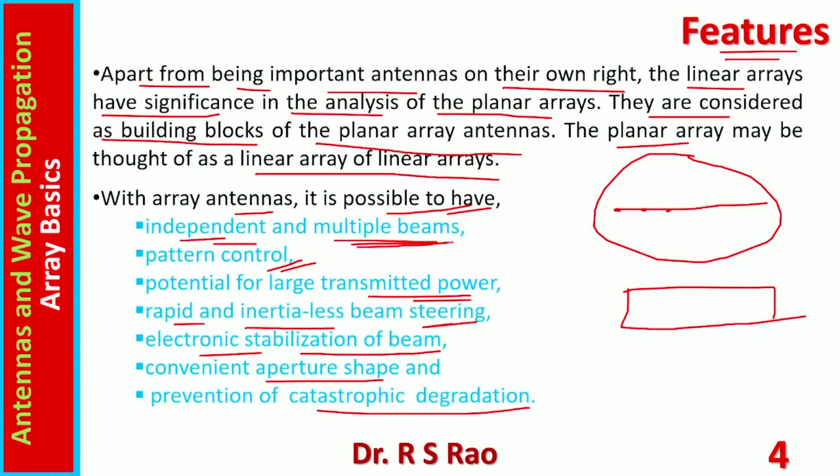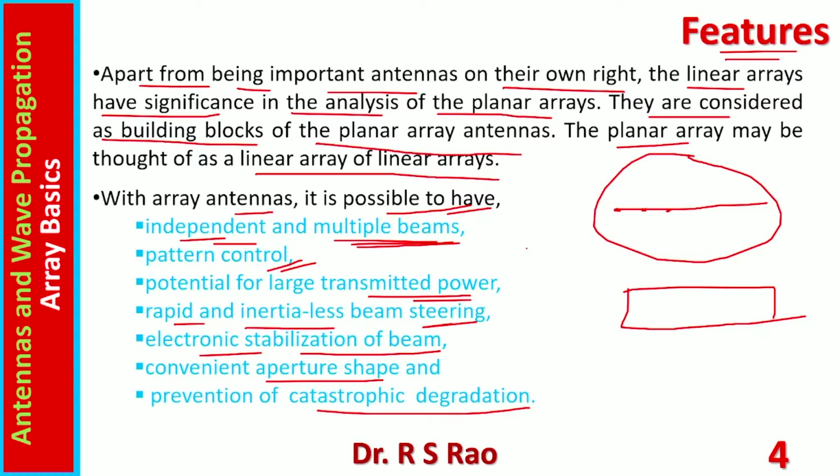Independent and multiple beams. One can have more than one independent beam from a single array. Each one of these beams can be operated independent of all other beams. In effect, it is like having several antennas operating independently.